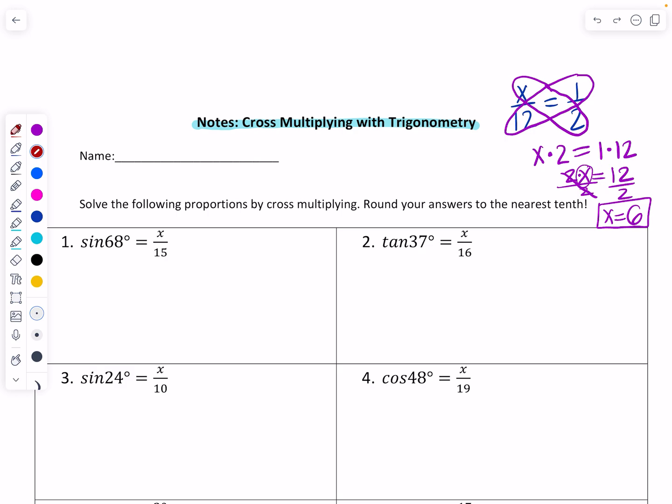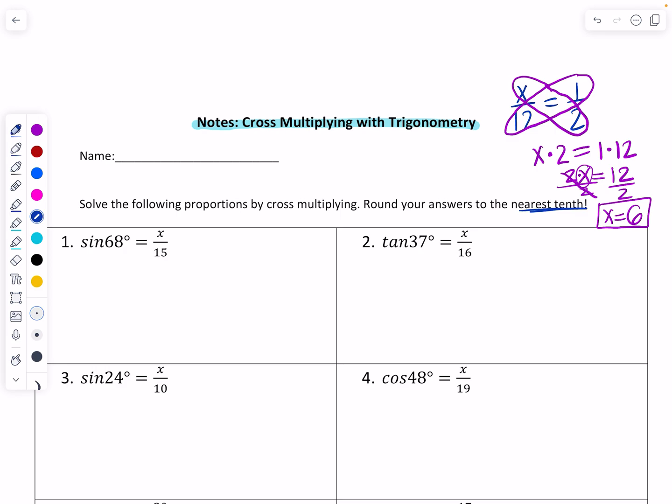And so for the next few problems, we're going to start cross multiplying when there is trig or trigonometry involved. So remember we did sine, cosine, and tangent. So that is getting back into this. So solve the following proportions by cross multiplying, and we want to round our answer to the nearest tenth. So the nearest tenth is going to be 1 digit after the decimal place.